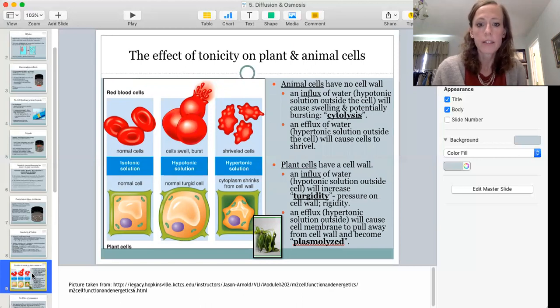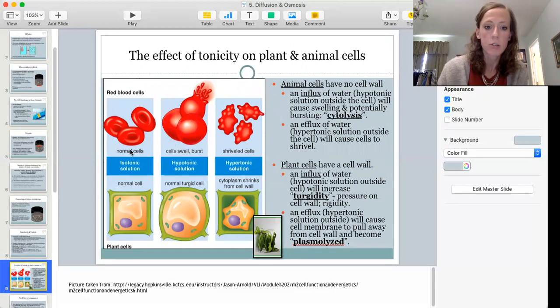So these pictures, the top 3 pictures are red blood cells. Of course, these are animal. These are going to be our example of animal cells. The bottom 3 pictures are our examples of plant cells. And these are placed in isotonic solutions on the left, hypotonic solutions in the middle, and hypertonic solutions on the right-hand side of this picture, okay? So again, if they're in isotonic solutions, you've got no real change in direction, no net change in the flow of water from one direction to the next.